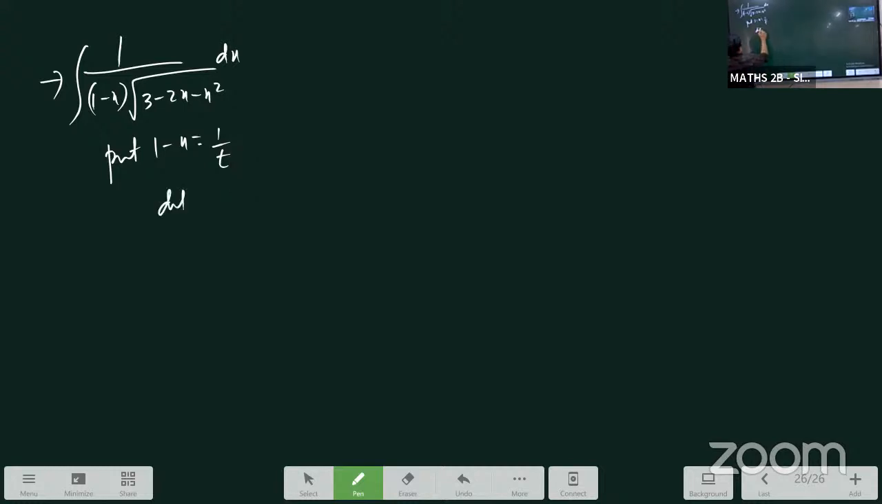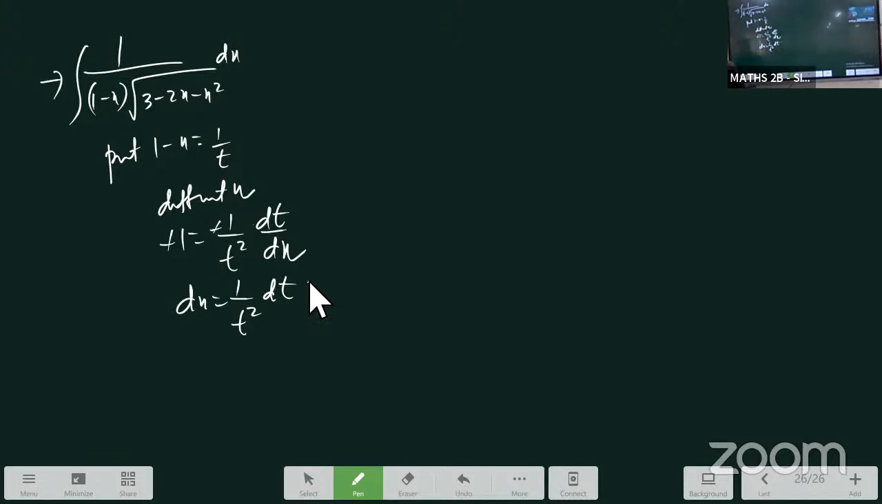Now differentiate with respect to x. Minus 1 by t derivative is minus 1 by t square, so minus 1 by t square dt by dx. Now minus minus gets cancelled. dx equal to 1 by t square dt.